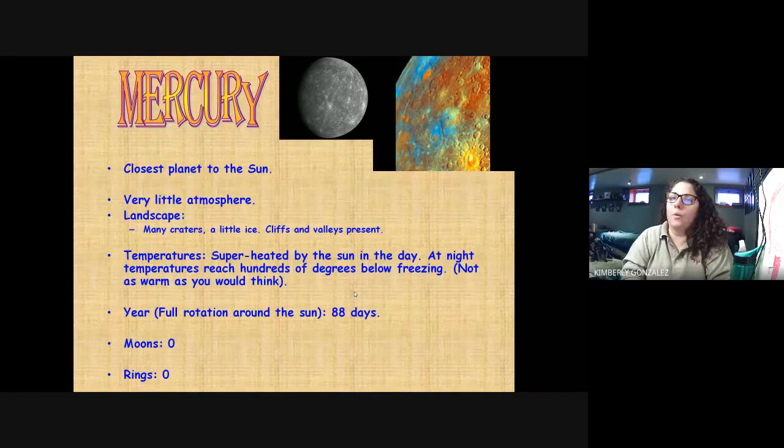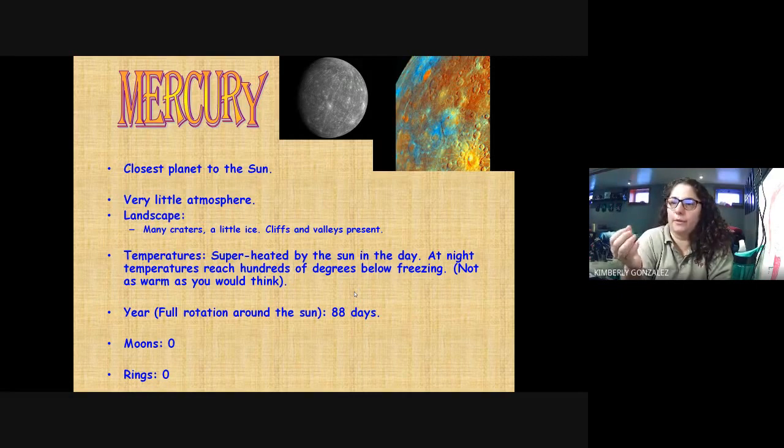Okay, so what is it made up of? It's made up of craters, a little bit of ice, and you can actually see cliffs and valleys, right? Because it's so close to the sun, during the day, it is ridiculously hot. Not a place that we could live, because it's hundreds of degrees below freezing at night, okay, and ridiculously hot during the day. All right, so those three are really what's important. All right, so that's Mercury, right? It has no moons and no rings.